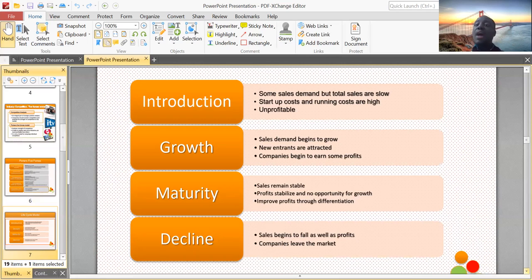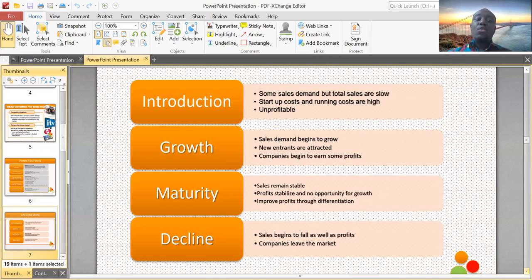There are some characteristics of this introductory phase. So first off, in the introductory phase, it's usually unprofitable. Startup costs and running costs are very high, and sales are usually slow because the product is beginning to pick up. You can call it a baby stage. Things haven't started to pick up yet.